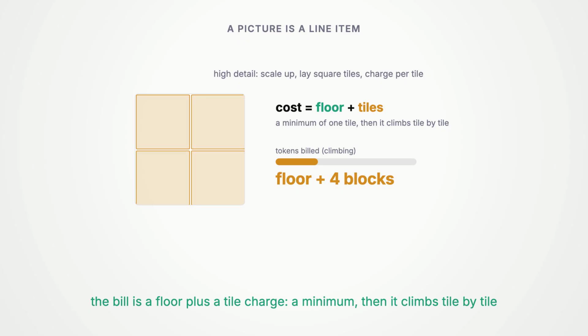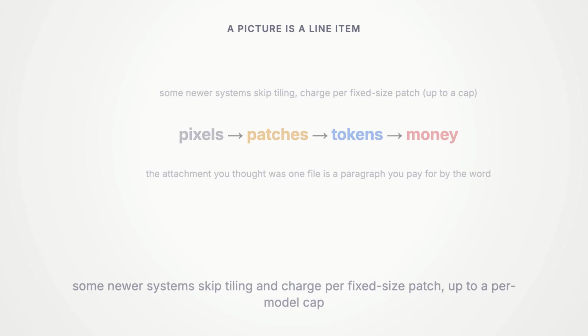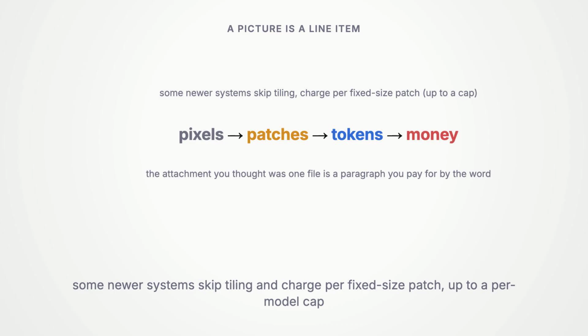There is always a minimum, a floor, one tile at least, and then the cost climbs in steps, tile by tile, as the picture gets bigger and sharper. Some newer systems skip the tiling and just charge you per fixed size patch directly, up to a per model cap, but the lesson is identical.